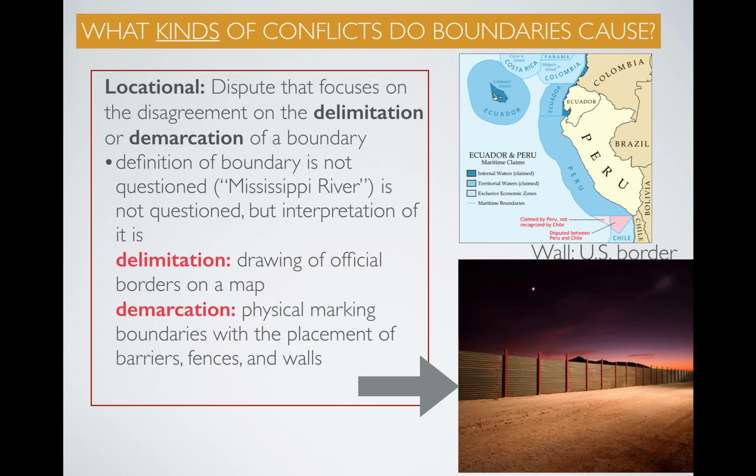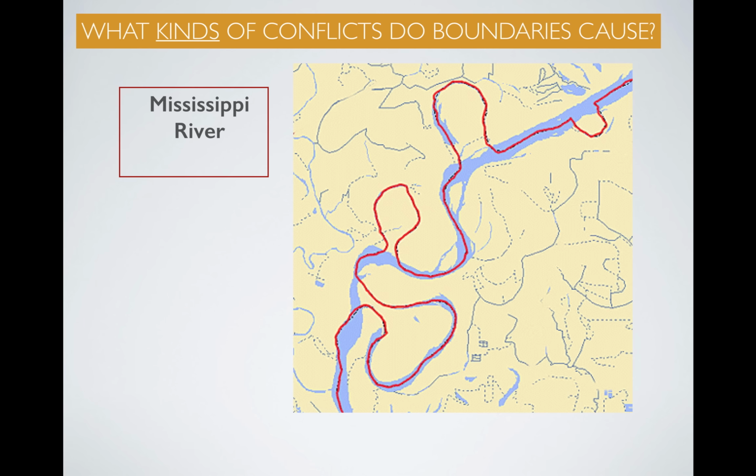The locational boundary dispute emerges in 2 separate ways, again, as a delimitation or demarcation dispute. Delimitation is when a group is seeking to draw their official borders on a map. So they're saying, this is where our border is. And another group could say, well, that's not accurate. Let's go back to this map for a second. There could be an issue of delimitation here.